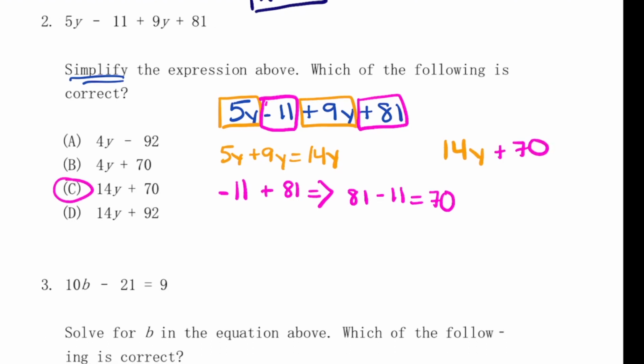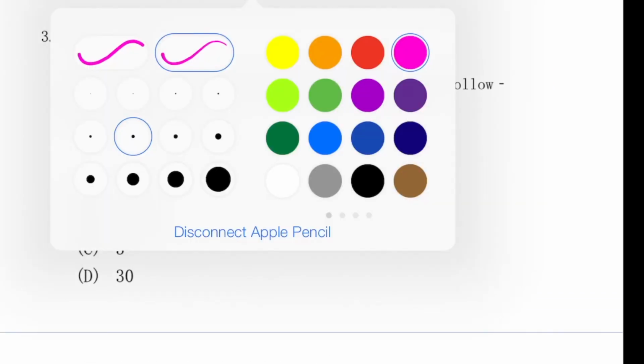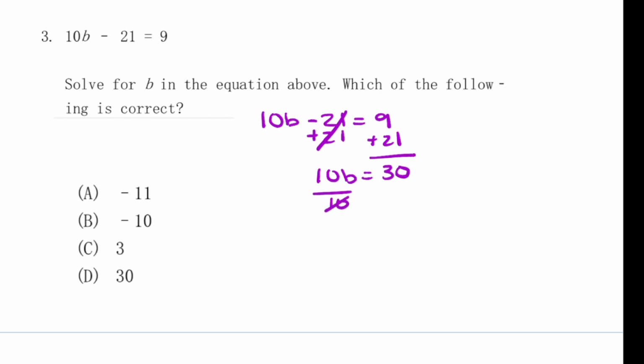For the next problem, they want us to solve for b in the equation above, which is 10b minus 21 equals 9. Remember from the first problem, it's the same thing. They're just using b instead of x, and we want to isolate that variable by itself. The first thing we're going to do is add 21 to both sides so that it cancels out on the left, and then on the right we're left with 30. So we have 10b equals 30. Divide both sides by 10 again to isolate that b. So b is going to equal 3.